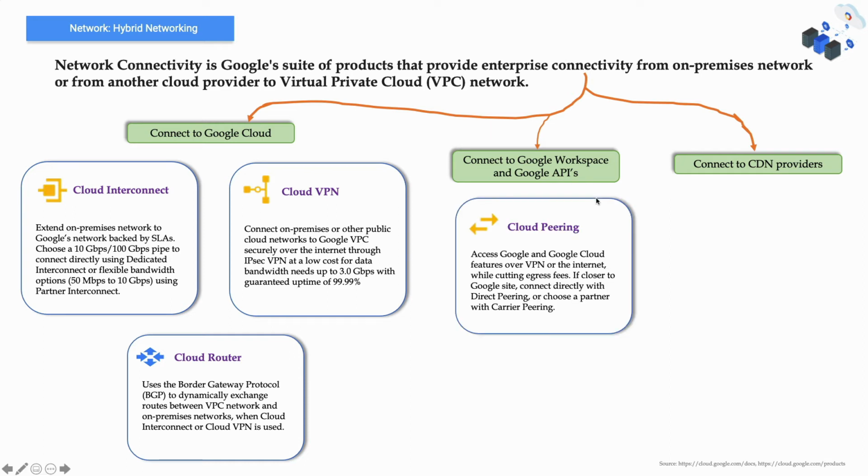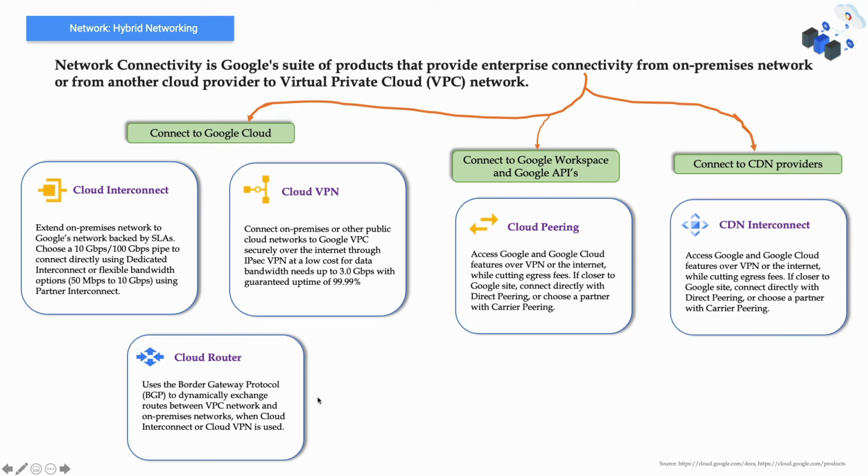Next, if you want to connect to just Google Workspace and Google APIs, the option is Cloud Peering. Cloud Peering is purely to access Google Cloud features over the internet, so any of the Google sites, any of the Google services. Now with peering, there are again two options: direct peering and partner peering. Direct peering basically gives you direct connections to Google. Partner peering is through a partner.